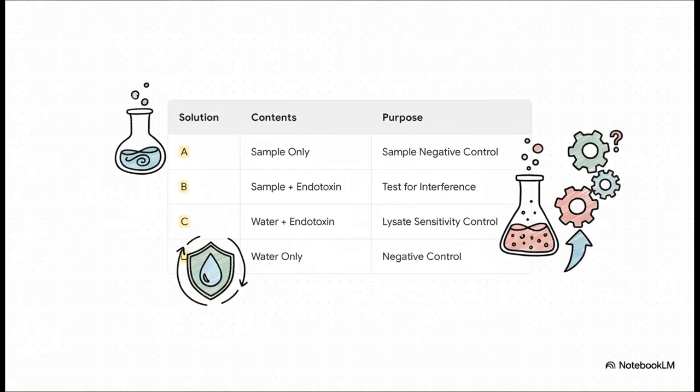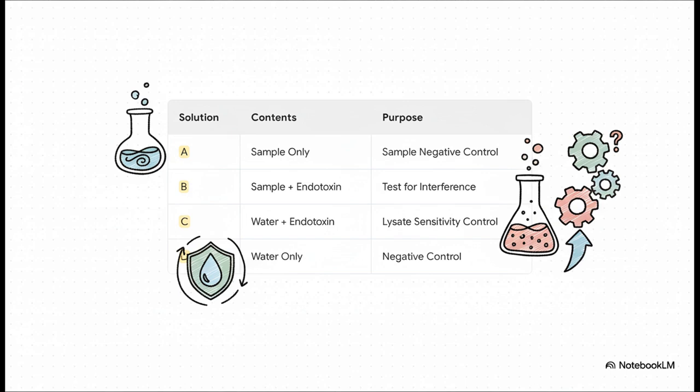Okay, this table lays out our cast of characters. Let's start with our controls. Solution A, up at the top, is just your sample by itself. This is to check if it's already contaminated from the get-go. And then at the bottom, Solution D is just pure water, which makes sure our whole test setup is clean.